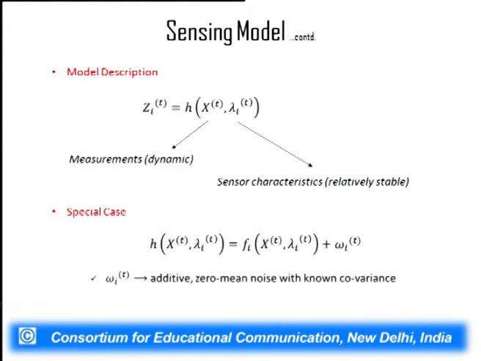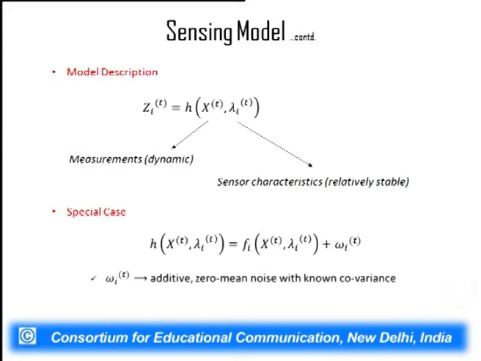Now, if we put all these things together into a mathematical model, it can be written as a function, say h, of the measurements, the dynamic part, and the sensor characteristics, that is the static part, that are relatively stable.